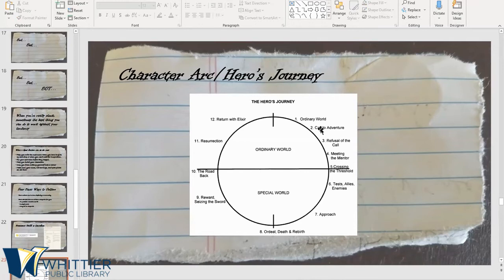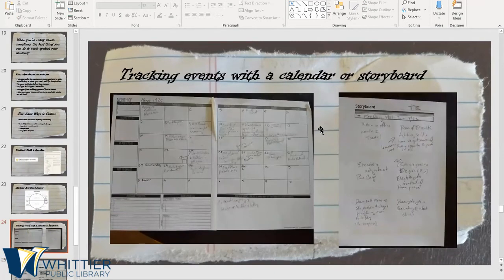And you know, these are my favorite. And you can tell because they're in my handwriting. You can track events with a calendar or a storyboard and basically saying, okay, this happened here, this happened here, this happened here, this happened here, this happened here, this happened here. This is actually from Blood Red, this one. Okay, we have Fred Sr.'s funeral.